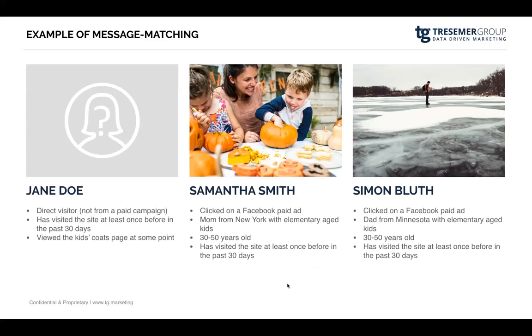Samantha and Simon, however, did click on the Facebook ad campaign. And because of our targeting efforts, we know a lot about them. Most importantly, we know their age, their gender, and that they have elementary school-aged kids. So both Simon and Samantha clicked on the campaign for a kid's winter jacket.